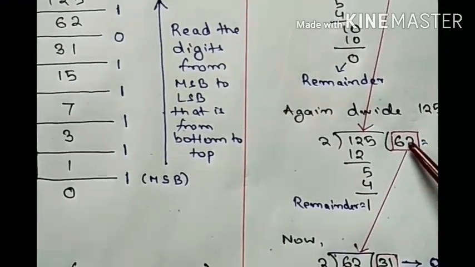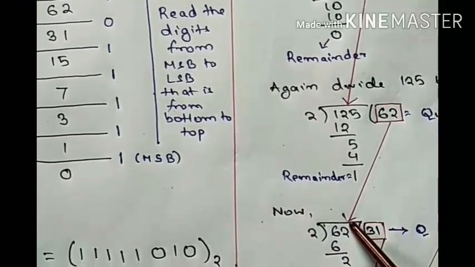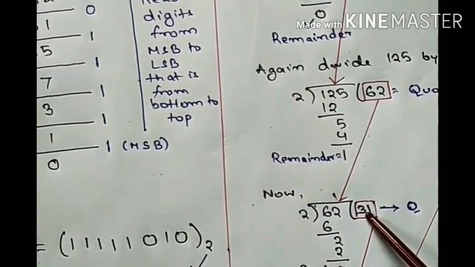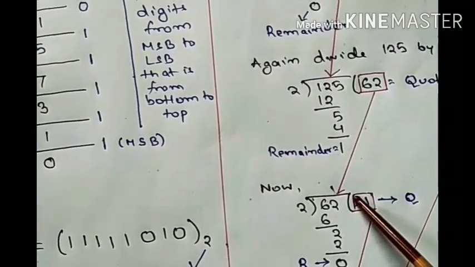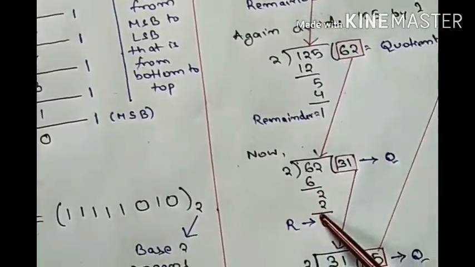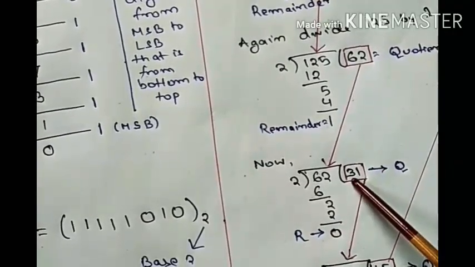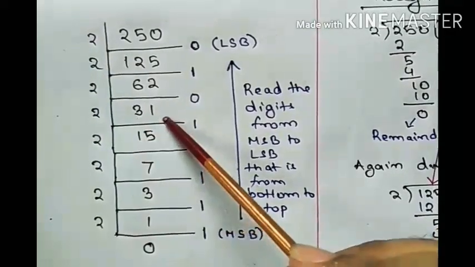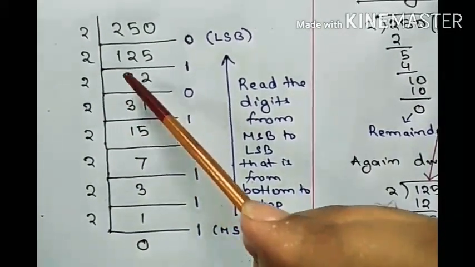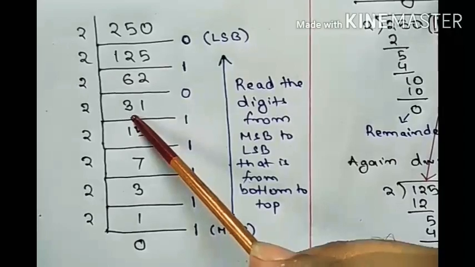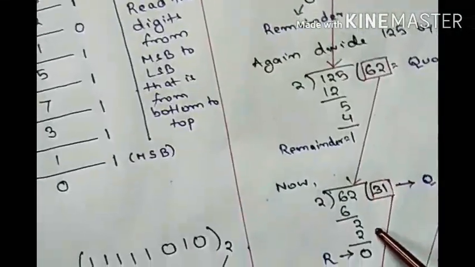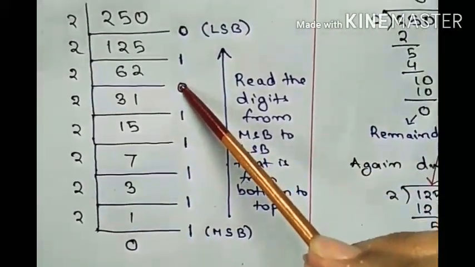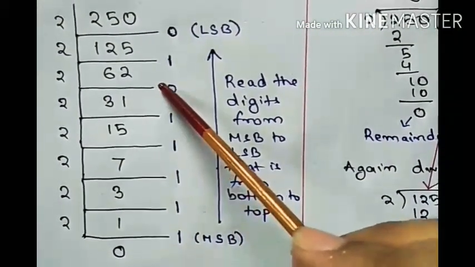Now again this quotient becomes the new dividend and is divided by 2. The new quotient is 31 and the remainder is 0. We put this 31 below the previous quotient. This was the previous quotient, this is the new quotient, and the remainder 0 following the line of 62.